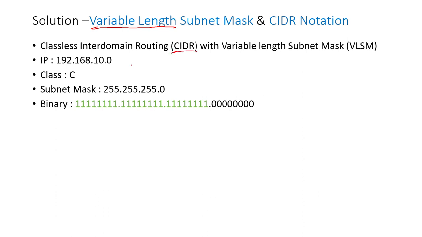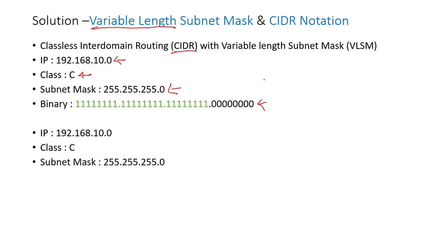Now, we have an IP address of 192.168.10.0. This is class C addressing, as we know. The subnet mask of class C is this, and the binary representation is this one. This is all good. But now, we don't want a fixed subnet mask. We want the variable length subnet mask. So we have the same IP, this is class C, and the subnet mask is this.